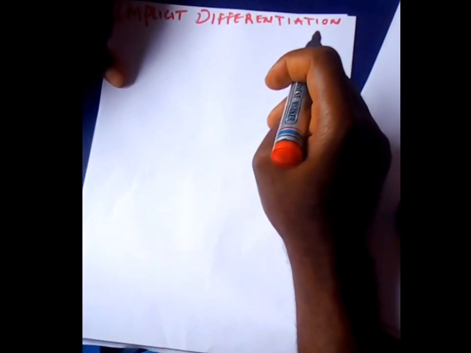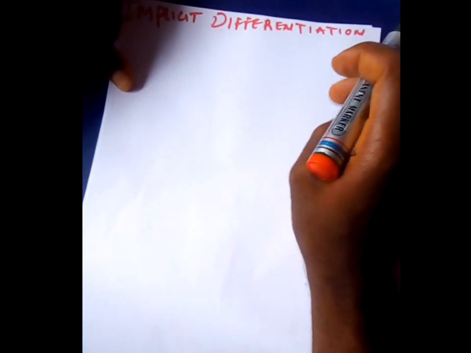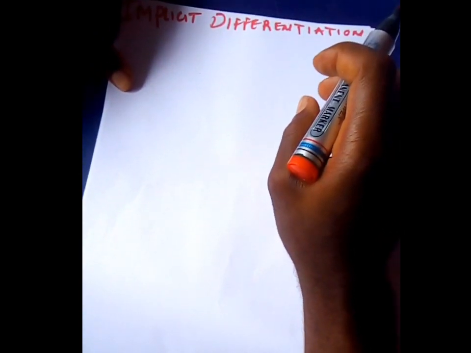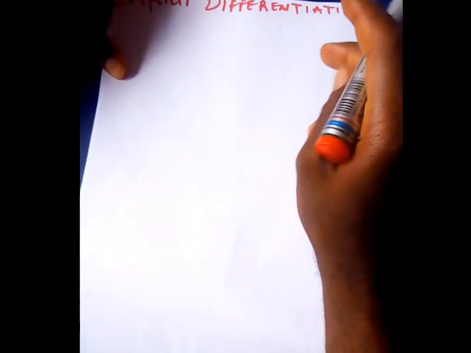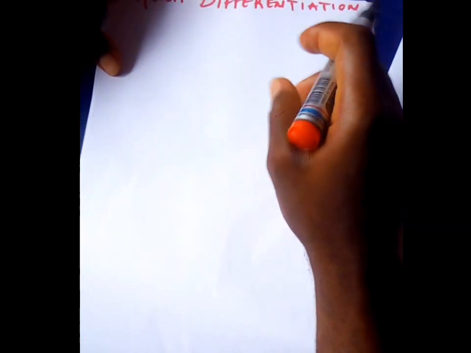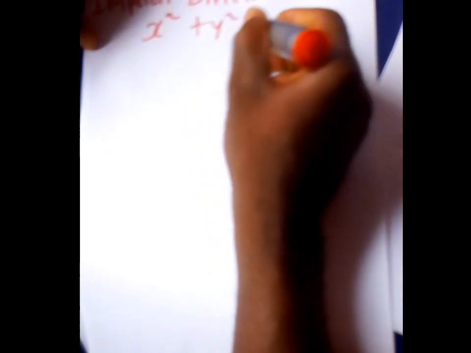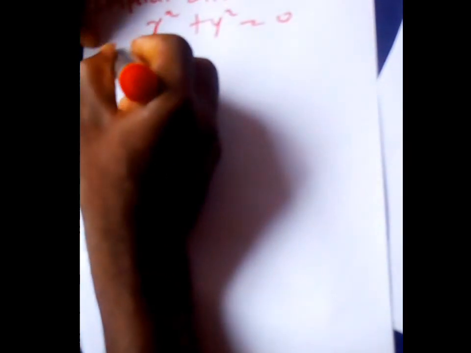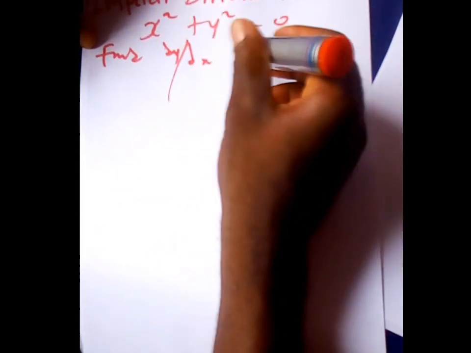To find the dy dx of a given function, we differentiate the given implicit function term by term with respect to x, noting that whenever we differentiate any variable y with respect to x, we attach the dy dx to the result of what the term gives. For example, having x squared plus y squared equals 0, find the dy dx of this function.